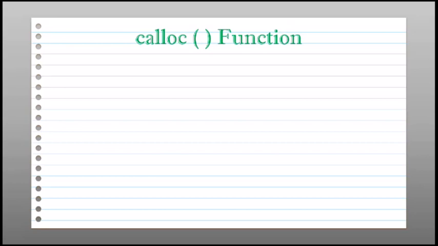Hello everyone. In this video, we will see the second function related to dynamic memory allocation, the calloc function. As the name suggests, C stands for contiguous and alloc stands for allocation, that is, contiguous allocation. Just like the malloc function, this function is also used to allocate memory dynamically, that is, at the time of program execution when the required memory is not fixed.